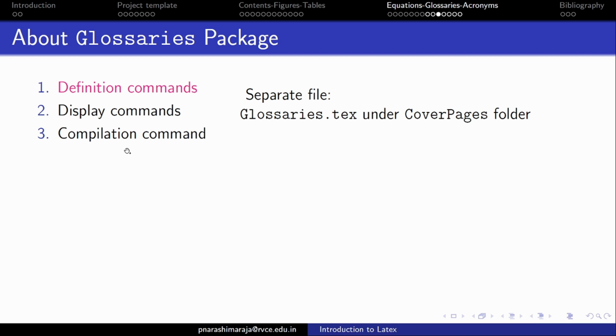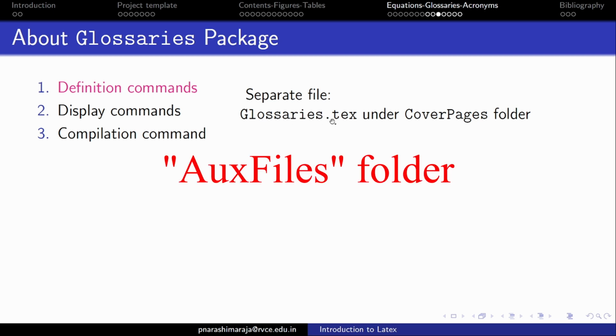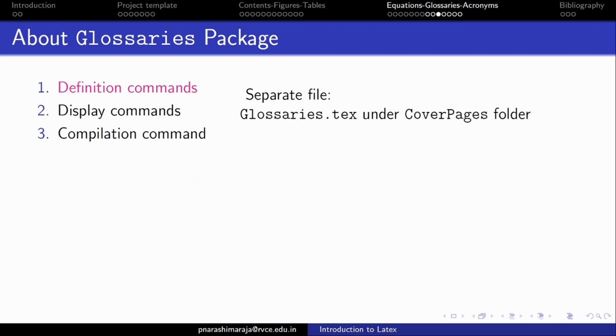The definition commands are generally added to the preamble section, but we will use a separate file to store the definitions. The file is named glossaries.tex and is placed under the cover page directory in the version 2.0 template. Maybe in the next version, version 3.0, this glossaries.tex file will be placed under the auxiliary file folder. Having these definitions in a separate file in general helps us keep the main.tex file from being cluttered.